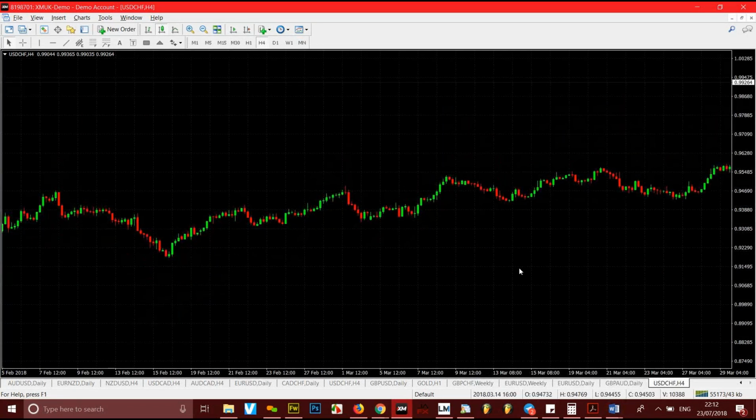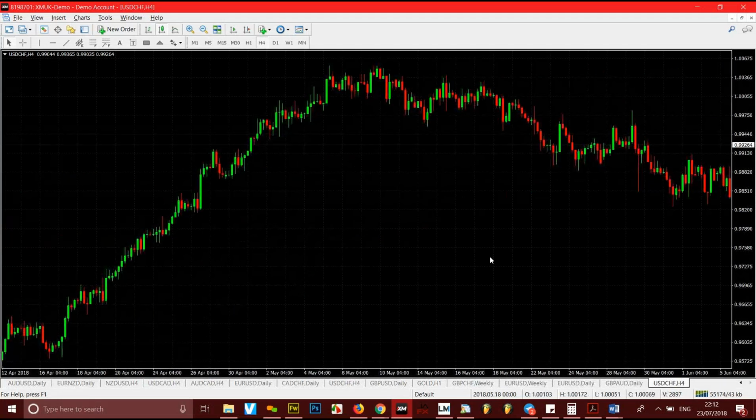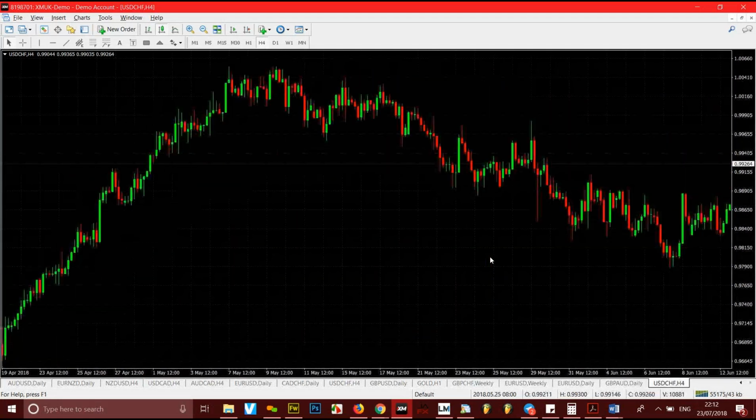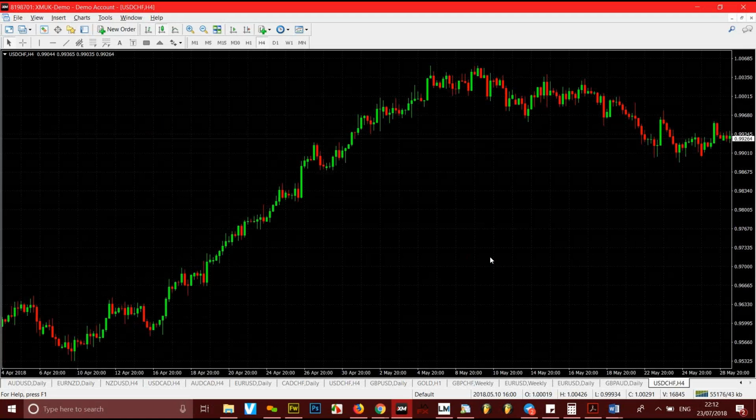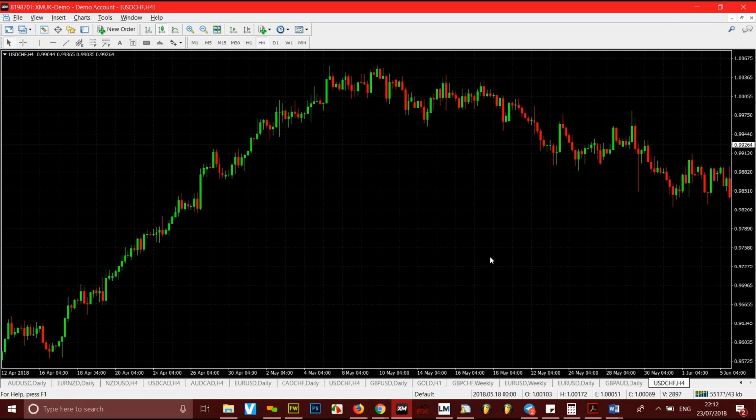Okay, now, which is better? I think this is better. Now, for every harmonic scanner, there is one thing that is common to every one of them. They have impulse legs. They have to start from somewhere. So they can either be bearish or bullish.